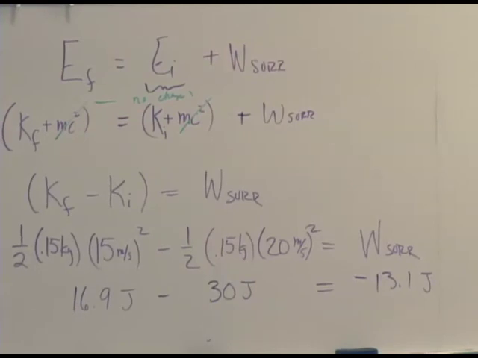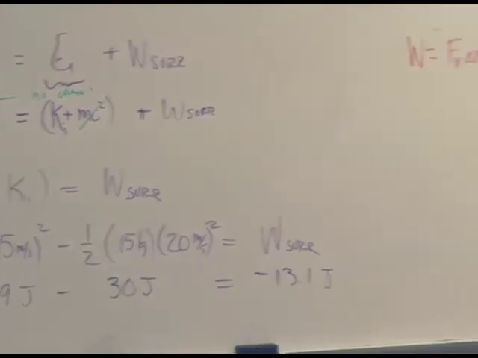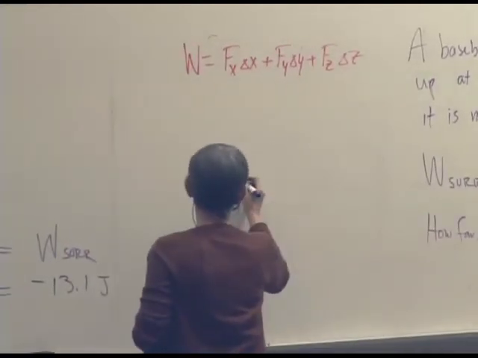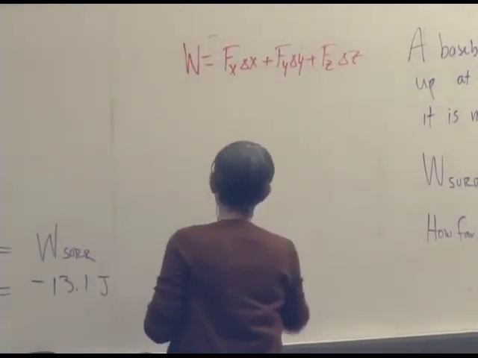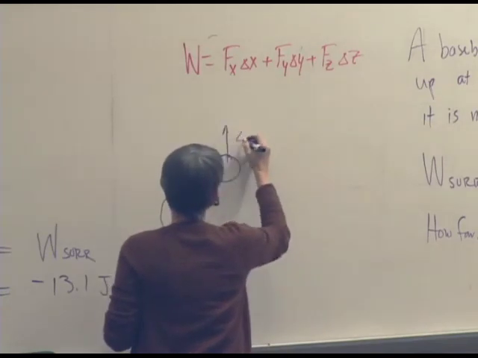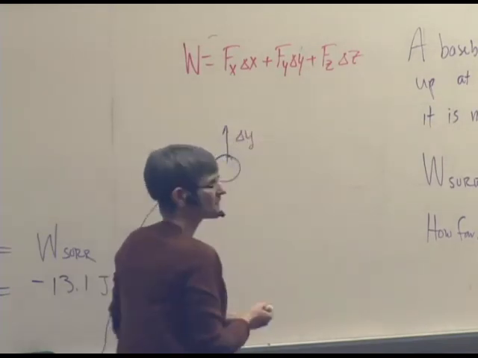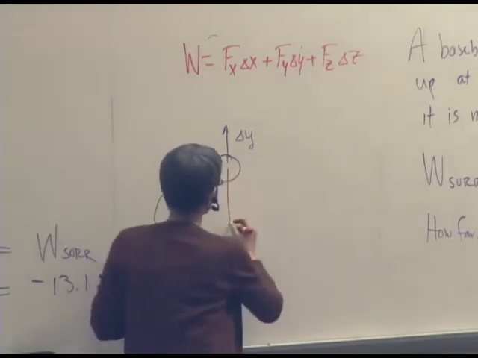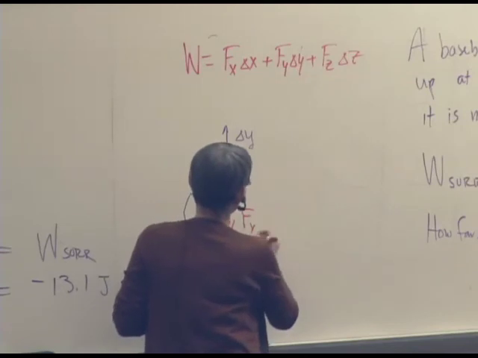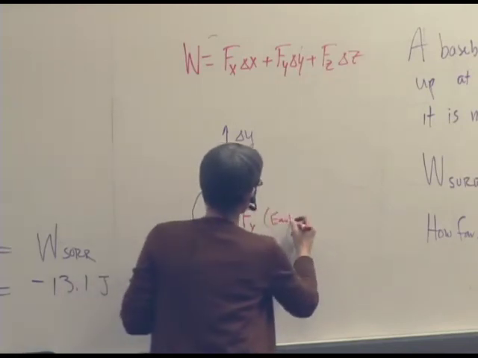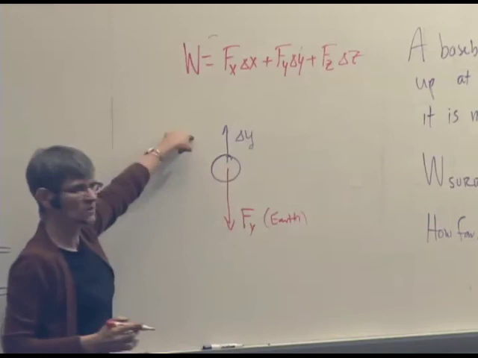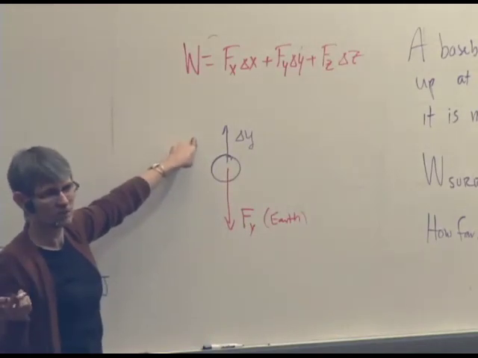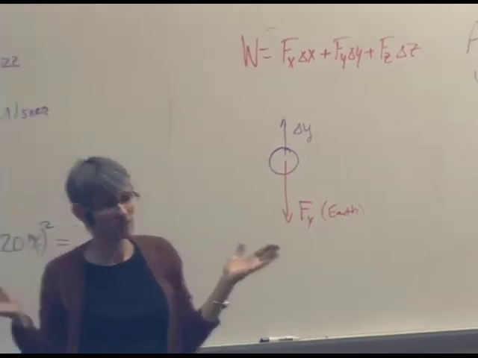Does that make sense? Let's draw a diagram. So here's the ball. It's moving up, so there's a delta y. You said the force was due to the Earth. So since the displacement is opposite to the force, it looks like the Earth did negative work on the ball, decreased its kinetic energy.